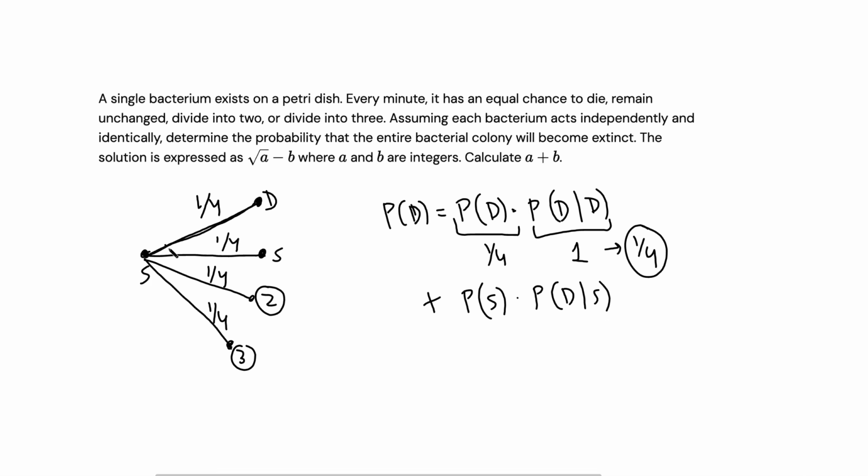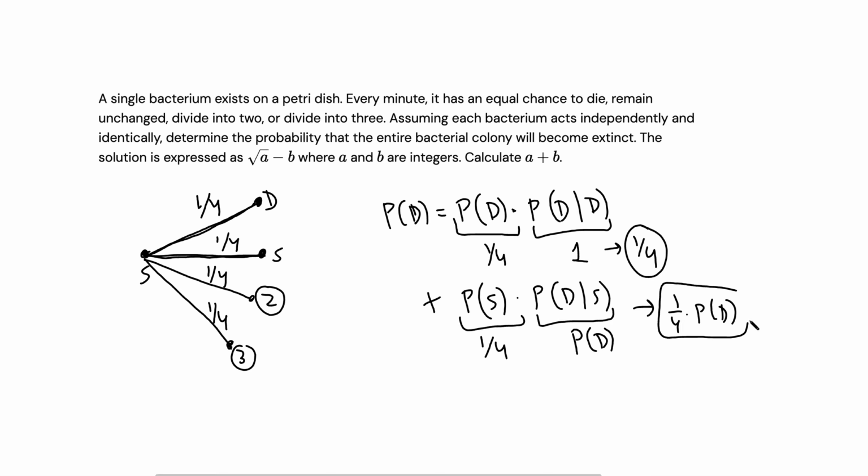Going down this branch is a 1/4 chance. And the probability that it dies given that it went down the start branch is what? Well, P of D is defined to be the probability that it dies given we are at the current start state. That's why we're doing the law of total probability here. So the probability that it dies given it went down the same path is just P of D by definition. So this becomes 1/4 times P of D. With this, we can continue.